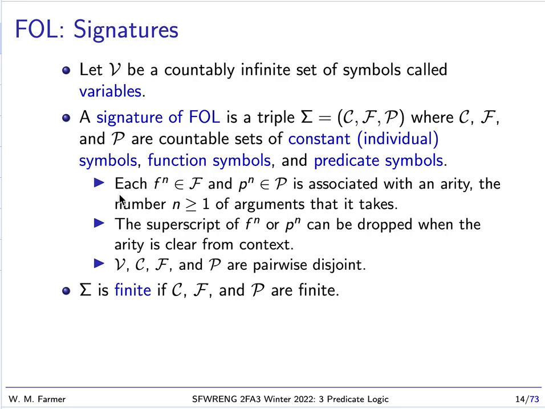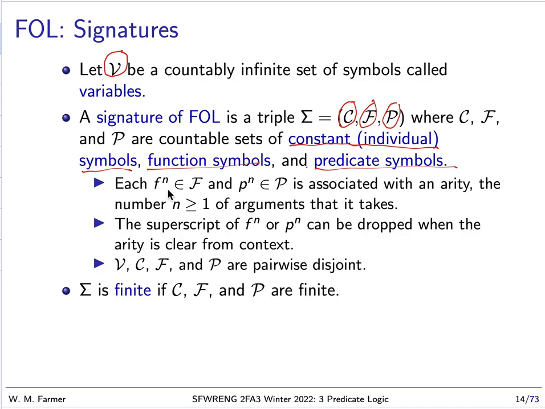So in first-order logic, we have signatures that can be defined very simply. We'll start by saying that V here is a set of symbols called variables. It's countably infinite, which means that we are never going to run out of them. We always have an infinite number of variables that we can choose from. And our signature has three sets: script C, script F, and script P. These three sets correspond to sets of constant symbols, function symbols, and predicate symbols.